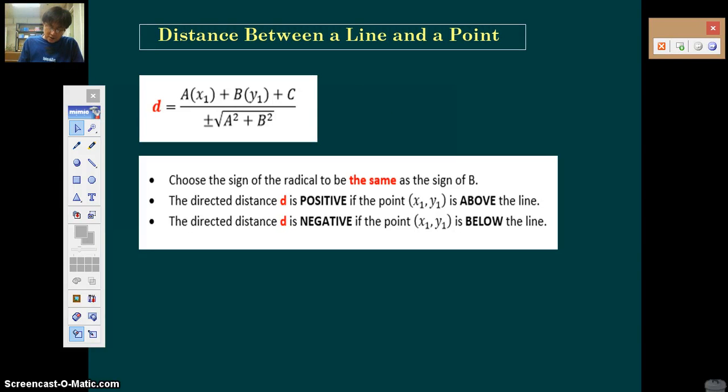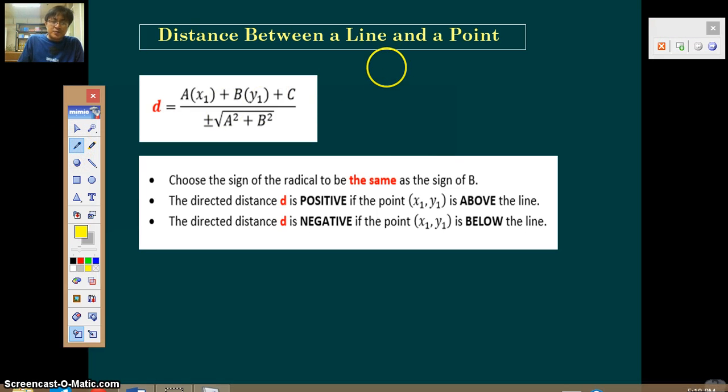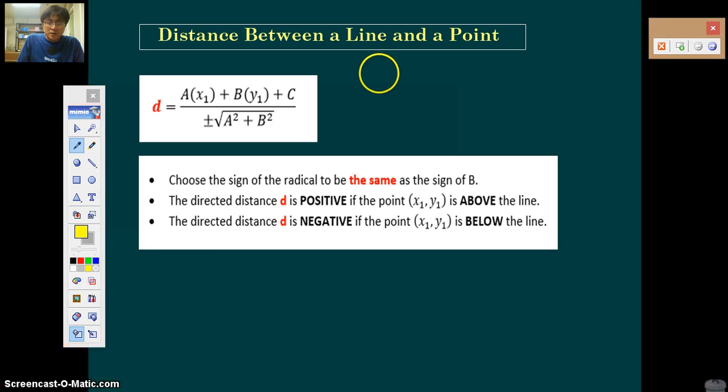Hello Niners, this lesson is about the distance between a line and a point. So if you have a line written in general form, ax plus by plus c equals 0, and then you're asked to find the distance between this line and a certain point x1, y1, the formula to use is this.